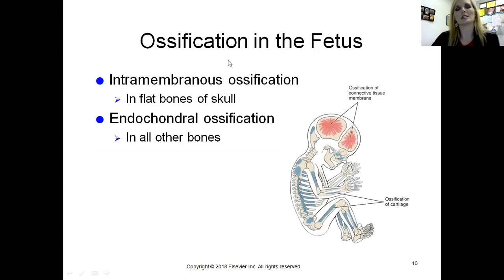Intramembranous ossification takes place in the flat bones of the skull, replacing that connective tissue membrane. Whereas endochondral ossification takes place everywhere. This is, again, the replacement of cartilage tissue. And eventually that's all going to be replaced by bone tissue, and that's what's happening in the growth and development of a child as they continue to get taller. Those bones will become taller and wider.